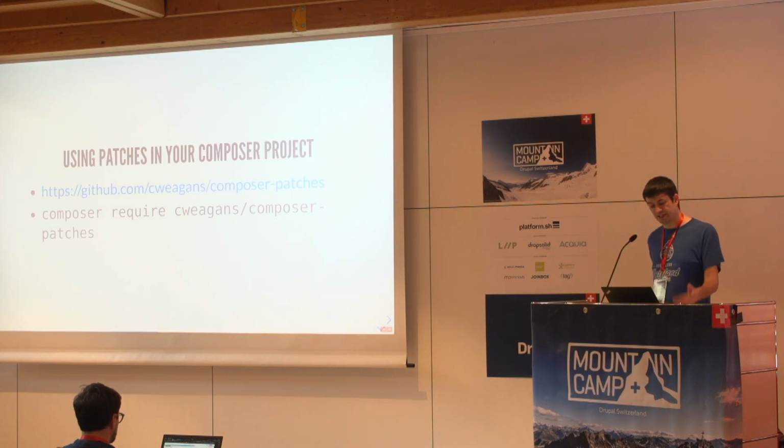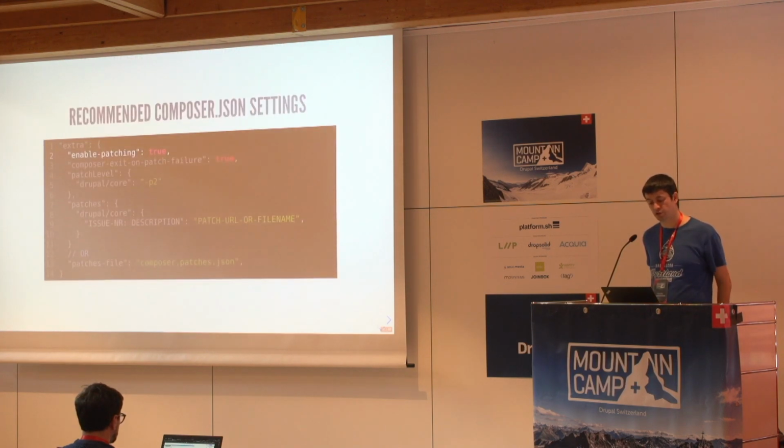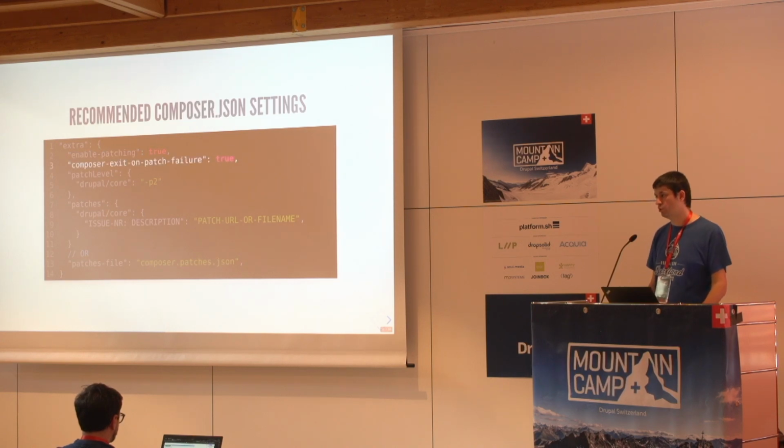You just require it like any other project, and then you make a few changes to your composer.json file. The first one, I think, is self-explaining. You enable the process. I think if you have patches in the top level, you don't even need this, but it also supports patches from dependencies, and then you think you need it. The next one, I think, is important. Basically, it makes your Composer install fail if the patches don't apply.